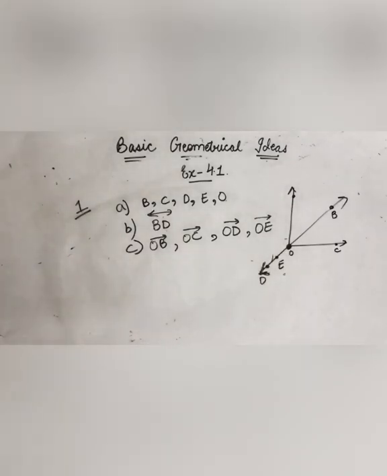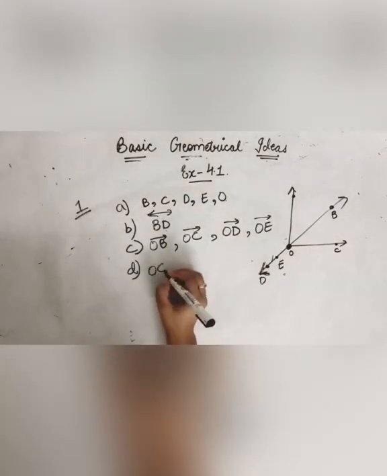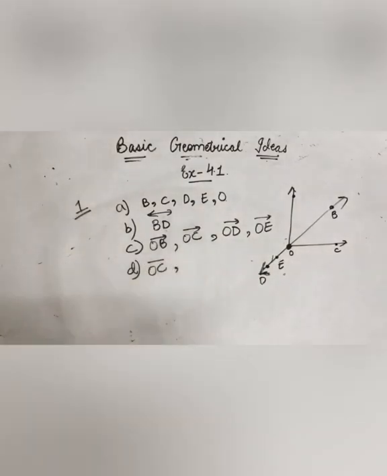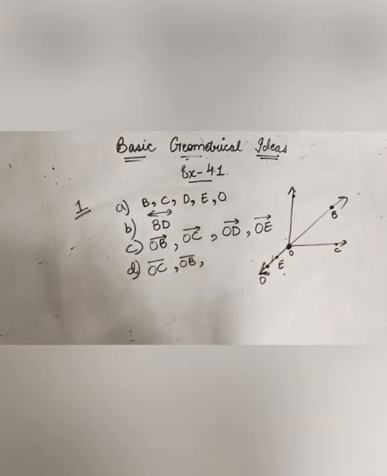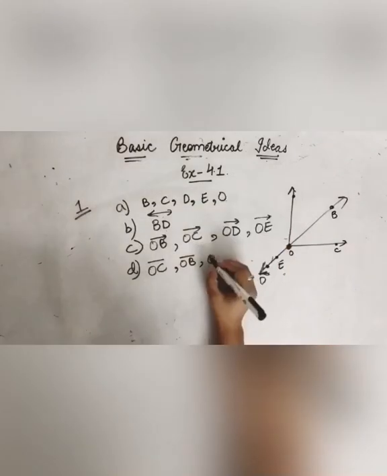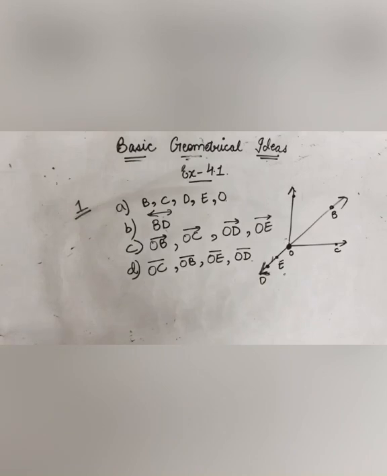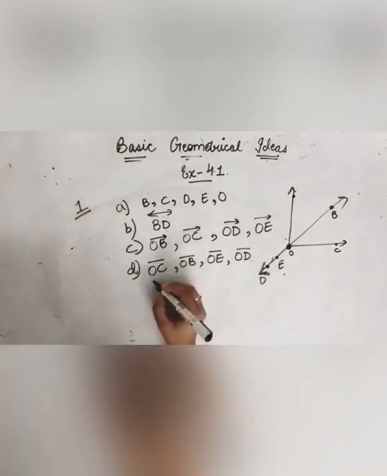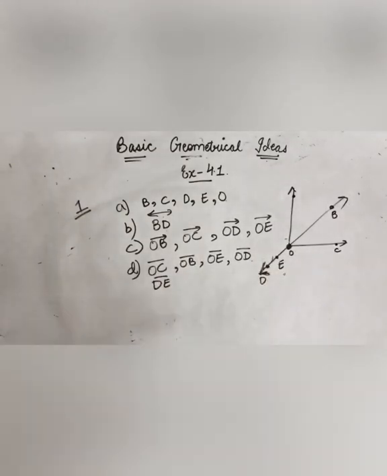D part, 5 line segments. Line segments will be OC. You will draw a line segment over it. OB, OE. Next is OD. And the last one is DE. This one. This is also a line segment.